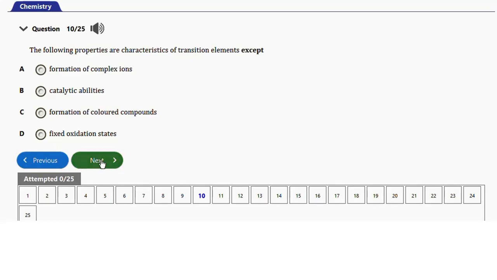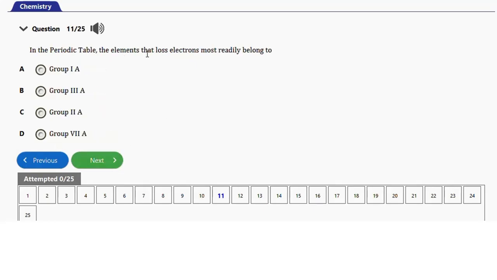Next question will be this one. It says in the periodic table, the elements that lose electrons most rapidly belong to, so it will be group 1.